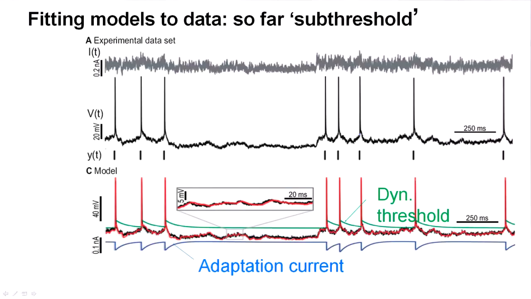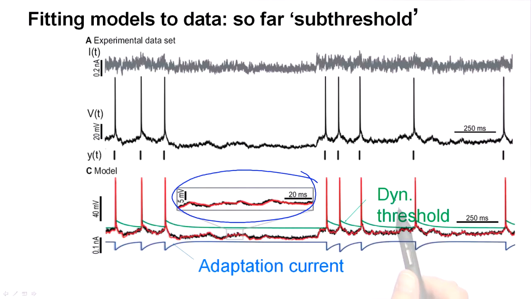So here's an example. We have an experimental data set with current injection. An experimental data set contains spikes and it contains voltage traces. And so far we mainly focused on the subthreshold membrane potential. And the model in red does very nicely in comparison to the data. Now, if you want to predict spike times, we'll need also adaptation, and we will also need a dynamic threshold.